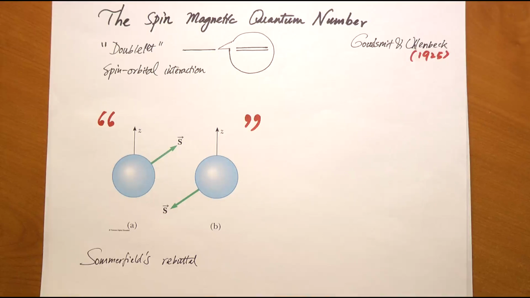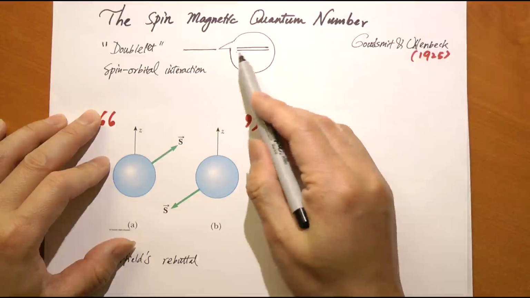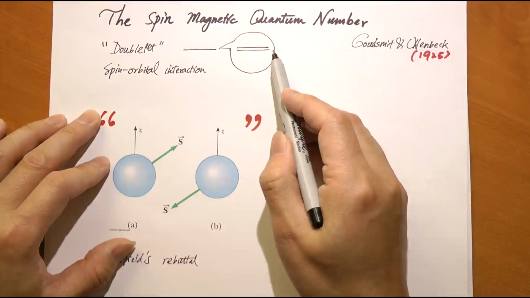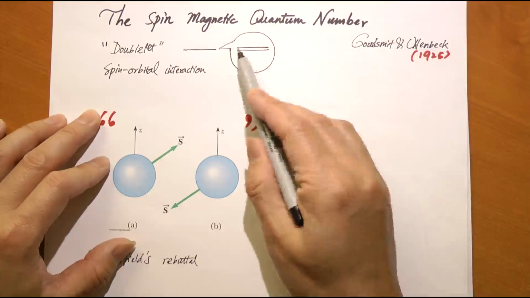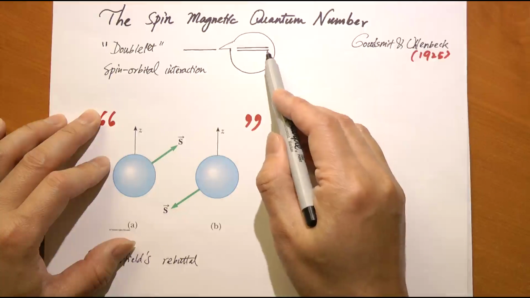And yet, what people found was that if they had a better spectrometer and examined the hydrogen spectrum in more detail, they found what's called a doublet structure. That is, each line is actually split into two lines. Each spectral line representing an energy level is actually split into two slightly different energy levels.